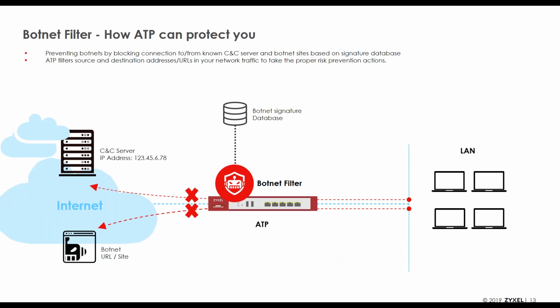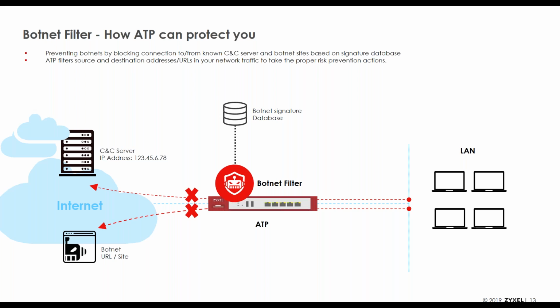So how can the ATP protect you? It can protect you by preventing the botnet from contacting the command and control center. So even if you download the file and install it on your machine, what the ATP can do is stop that machine from speaking back to its command and control server, therefore not getting any commands on what to do, so it will just sit there idle.